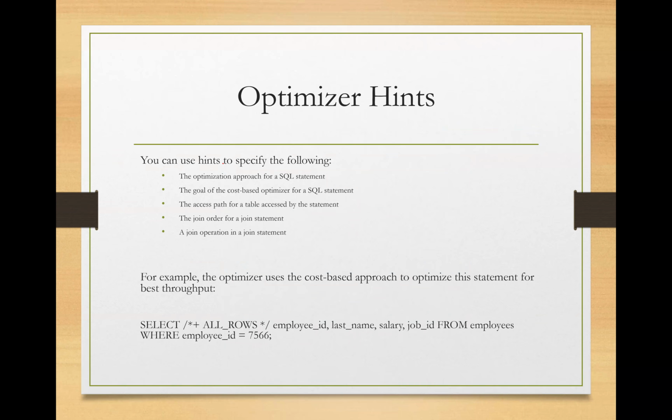You can use hints to specify the following. Normally you'll see this kind of hints in real-time projects, something like 32-bit, 64, all rows. So a lot of hints are available, such as cost-based approach. You can inform Oracle how to execute this particular query. Then based on that, it will execute.